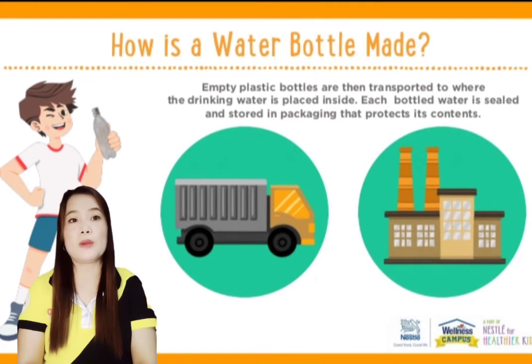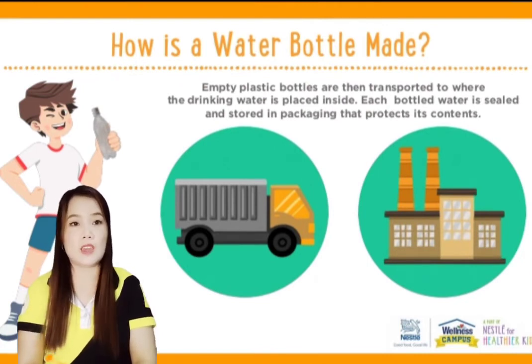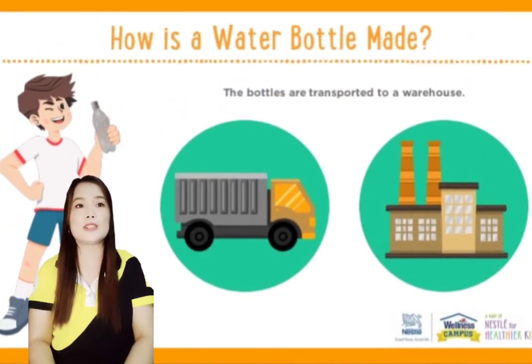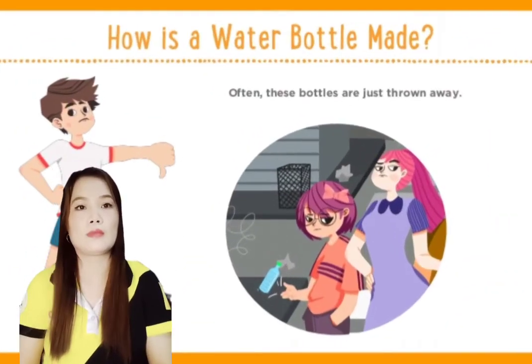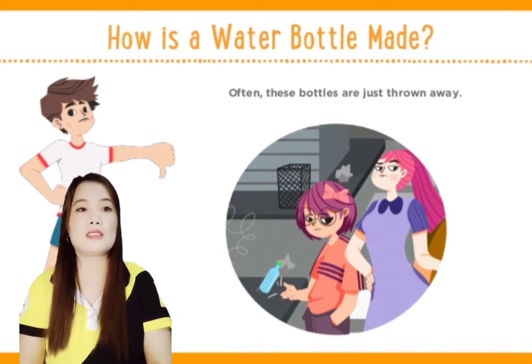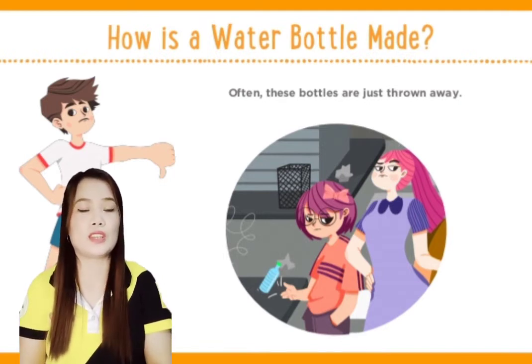The empty plastic bottles are taken to yet another facility where the beverage, in this case, drinking water, is placed inside. The bottled water is then sealed and stored in packaging boxes to protect the content. The bottles are transported yet again, this time to a warehouse. From this warehouse, the bottles are brought to places where they can be sold, like a supermarket or convenience store. Customers go to the convenience store to buy the product. There are people who just throw these plastic bottles away, adding to the trash in our landfill.